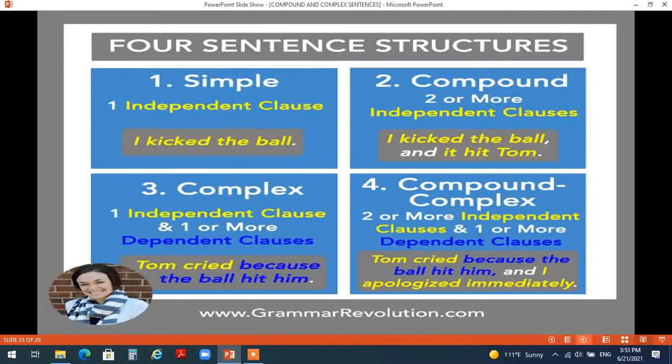I kicked the ball and it hit Tom. Here we have two clauses. I kicked the ball and it hit Tom. This is the second clause. Both clauses are independent. As for the third type, which is called complex sentences, we have one independent clause plus one or more dependent clauses.